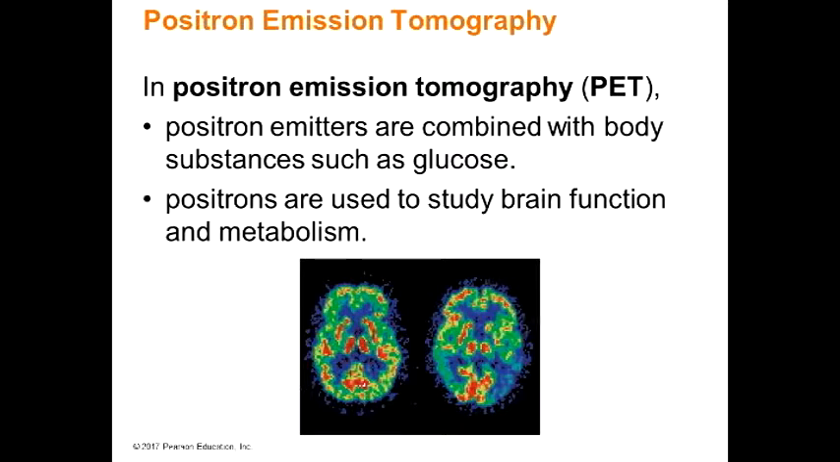Positron emitters are combined with substances in the body such as glucose. Positrons are used to study brain function and metabolism. I'd really like for you to know this statement. It'll be a true-false type question. That's what positrons are used for, because I think that's the most important thing to know about them. This is what you're seeing when you're doing this. Studying the brain, so positrons. I thought it was so cool, positrons for the brain. So it's easy to remember: positron, positive brain.